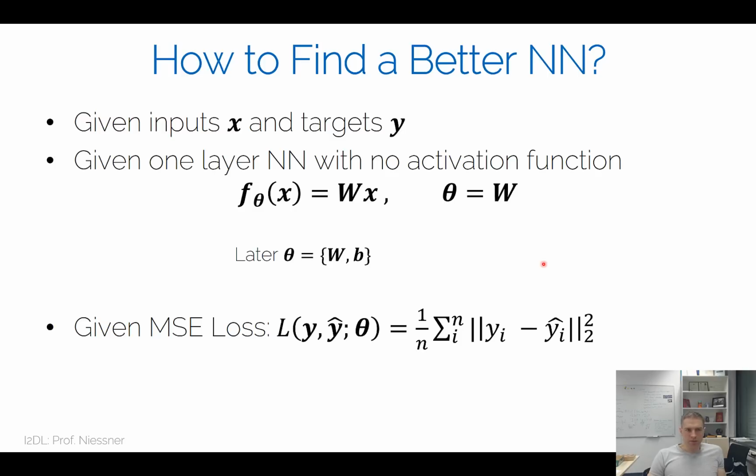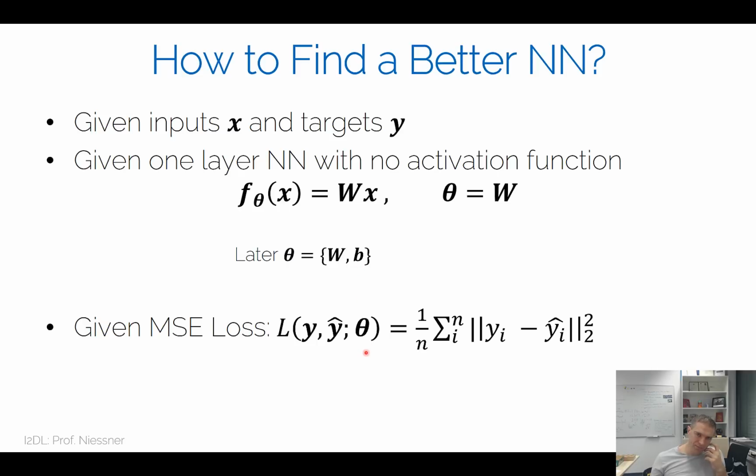Given the inputs and the targets y, and given a one layer neural network with no activations, this whole thing is going to look something like this. We're going to go quickly through this basic step. We have f of x parameterized by theta, which is w times x, so our theta is our w right now. This is what I meant later with notation consistency. So theta is basically w plus b. When I talk about weights, I always mean all of these weights, so the network parameters are the matrix part plus the bias part.